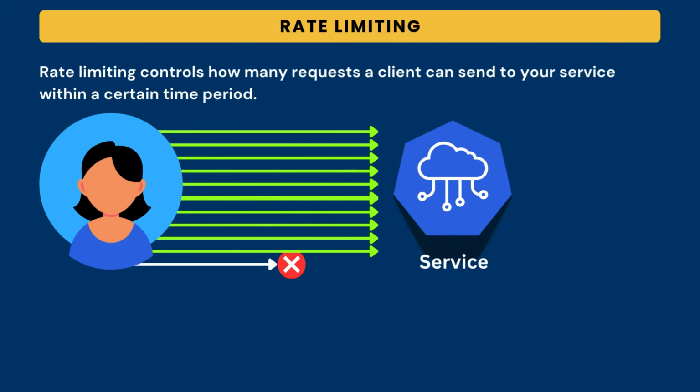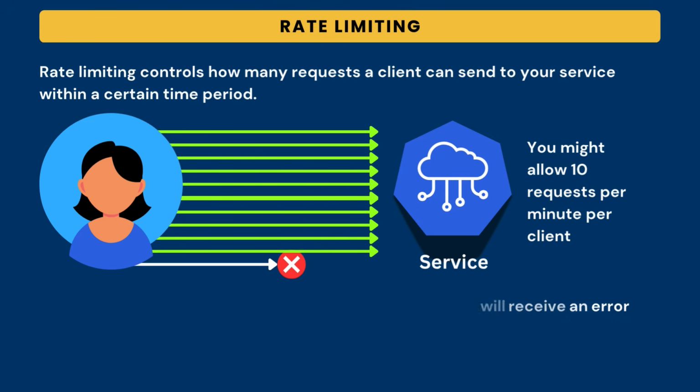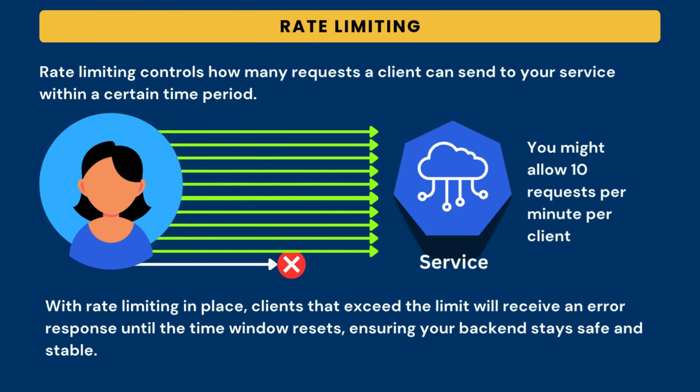Next we have is rate limiting. So what is it? Rate limiting controls how many requests a client can send to your service within a certain time period. For example, you might allow 10 requests per minute per client. This helps protect your service from being overloaded and maintain a smooth experience for all users. With rate limiting in place, clients that exceed the limit will receive an error response until the time window resets, ensuring your backend stays safe and stable.